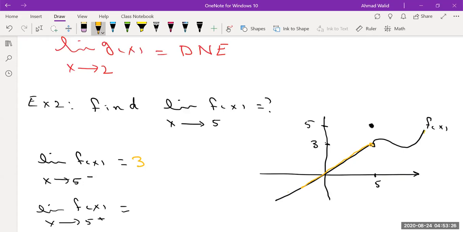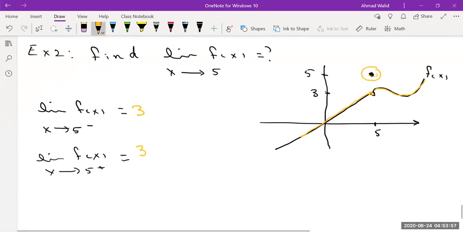When you are approaching from the right to 5, how much is my value again? 3. You see the idea that Q is approaching to P. I don't care about this point. This point is not on the function. My concern is about this point. When I'm approaching to 5, how much is the value of this point, correct? Or the value of the function on the y.